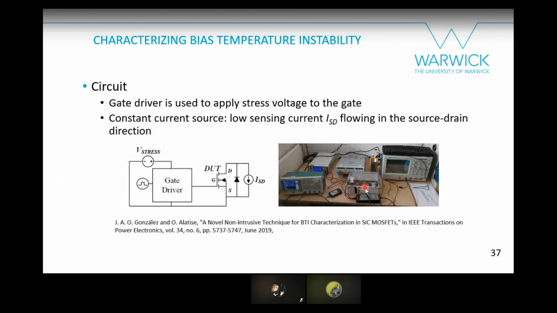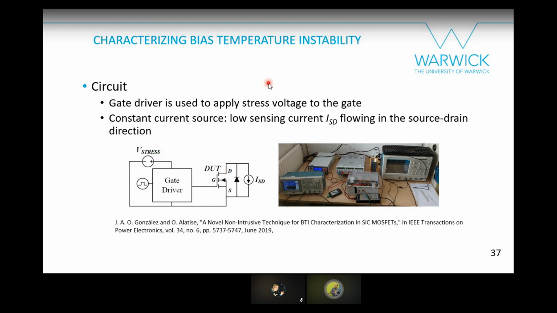The circuit is just like the use of VSD as TSEP. You just require a gate driver to apply the stress voltage to the gate. It can be positive, or you can do slight modifications and do negative. You can control the stress duration, and you can also adjust the temperature of the device. And then you just need a constant current source, a low sensing current flowing in the source-drain direction. You just need basic equipment to adjust the pulse duration and capture transients. And that's it. Let's see what happens if you apply this methodology for characterizing threshold voltage shift.